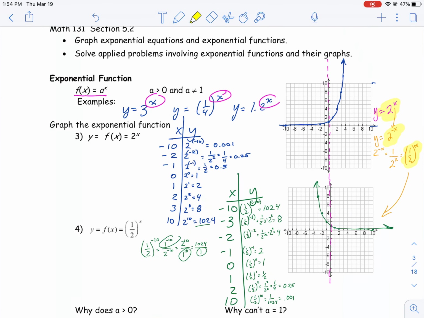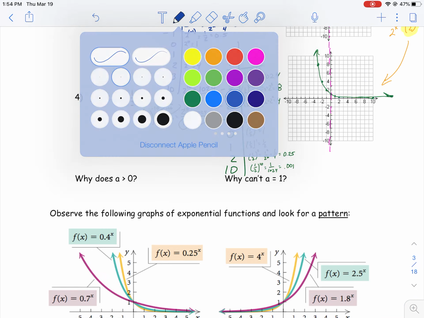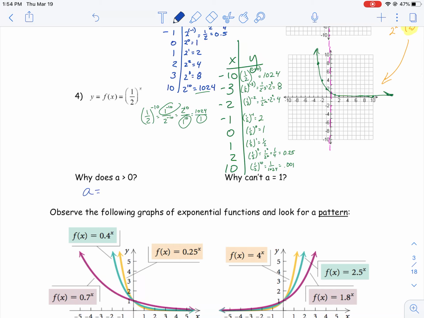Let's take a quicker look at a few questions. Why does a have to be greater than 0? Well, let's think about this. If a is greater than 0, we see these two types of graphs. But if a equals 0, y equals 0 to the x, that's just 0 times itself a bunch of times. That doesn't work so well, does it?